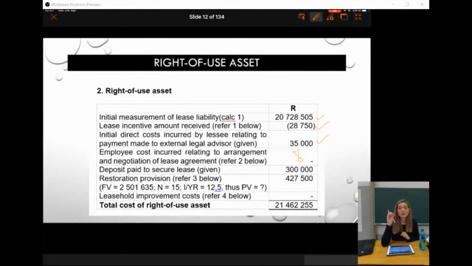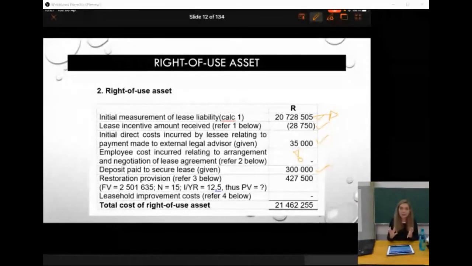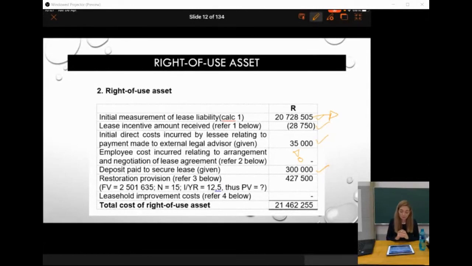Initial direct costs are always incremental costs. Okay, so it's not all costs related to the contract. It's costs that I incurred because of the fact that I entered into this contract. Okay, so watch out for that one. There's the deposit paid to secure the lease. So that's a lease payment that was paid before or at the commencement date. It can't be part of the lease liability because we don't owe it to the lessor anymore. And then the restoration provision.